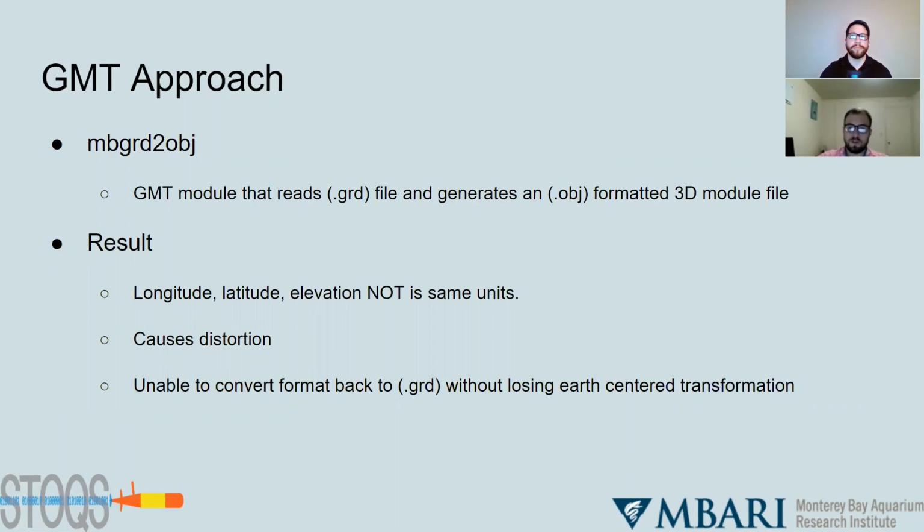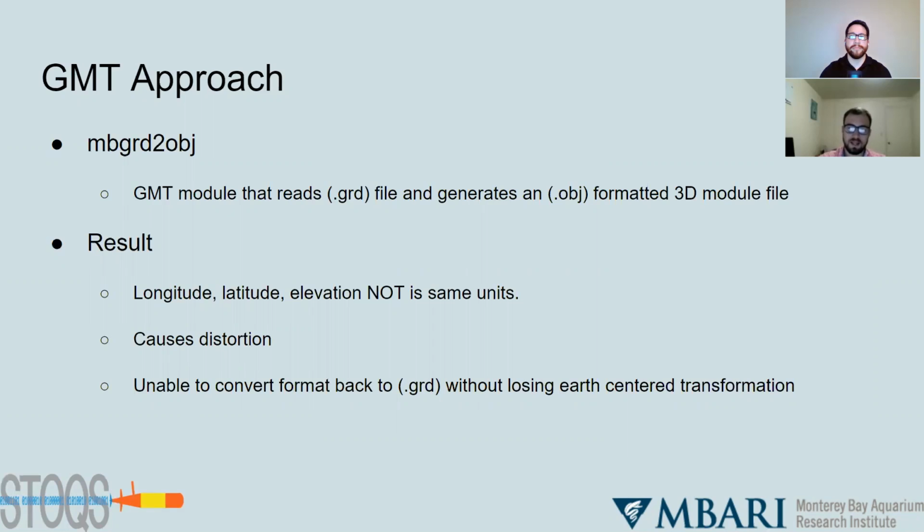We were instructed to investigate the GMT tool mbgrd to OBJ in the hope that it would automate the MeshLab portion of our pipeline. We discovered that it did not work well with our original GRD data file. There's little to no documentation for this tool, so it's difficult to know exactly what went wrong. We suspected that NaN values, or not a number values, in our data file were causing the problem, but we eliminated that possibility by imputing them with a valid value.